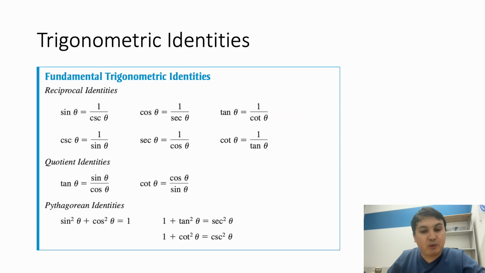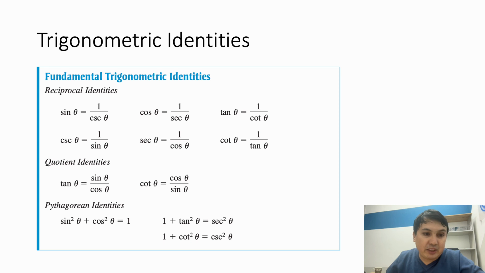Okay. Some of the very important trigonometric identities. I already mentioned this. Sine of theta is 1 over cosecant, or cosecant is 1 over sine. Cosine is 1 over secant, secant is 1 over cosine, tangent is 1 over cotangent, or cotangent is 1 over tangent. So using these identities, you can find the values of other trigonometric functions. If you know sine, you know the cosecant. If you know cosine, you know secant, and so forth.